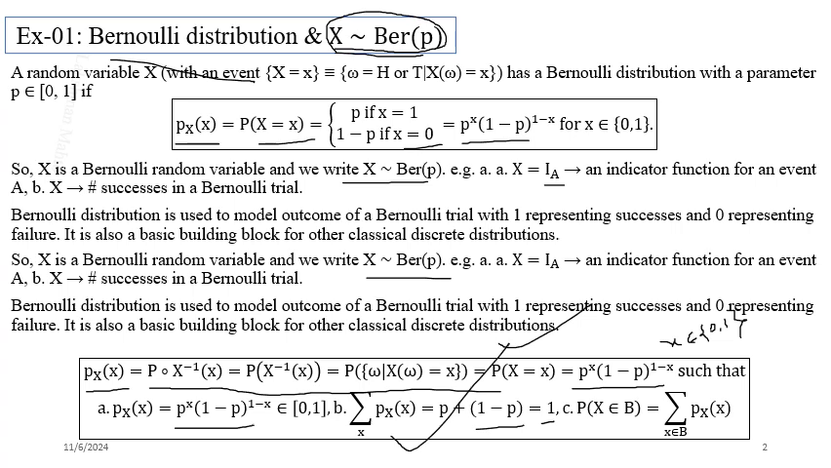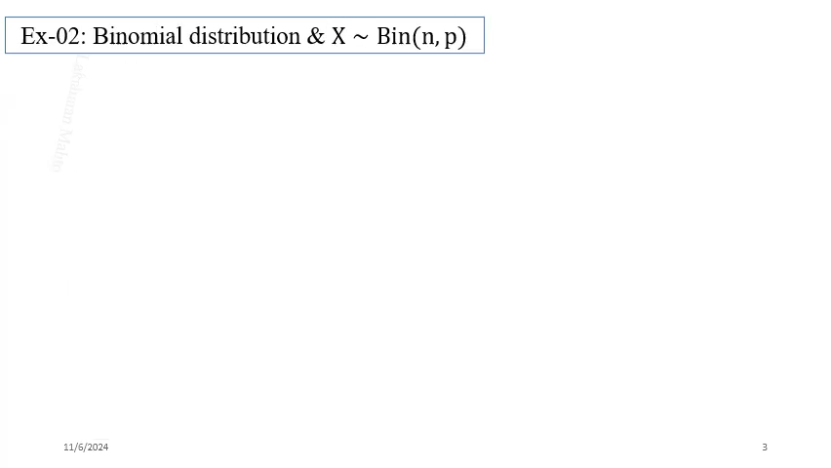Now the third one is just to compute the probability of sums of random numbers. That is a computation part, and we don't have to bother about it.